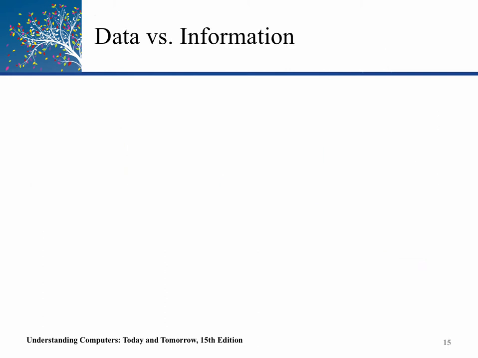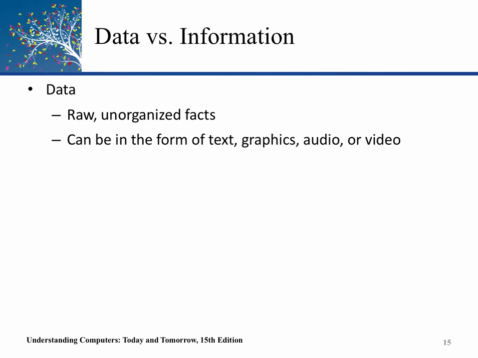Now let's look at data versus information. So what is data? Data is just the raw, unorganized facts. It can be sent in text, graphics, audio, or video. So let's say that you've got just a random set of numbers. Well, all that is, is data. It's just the random numbers or shapes or any kind of figures or any kind of just raw data.